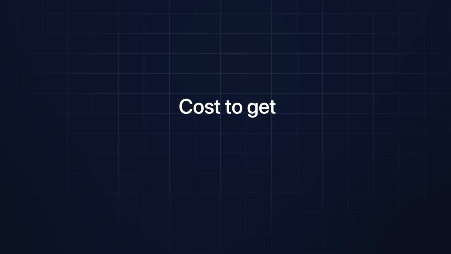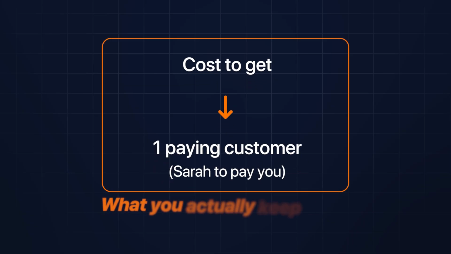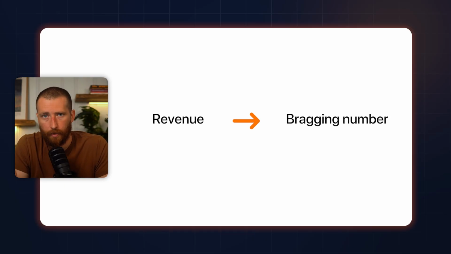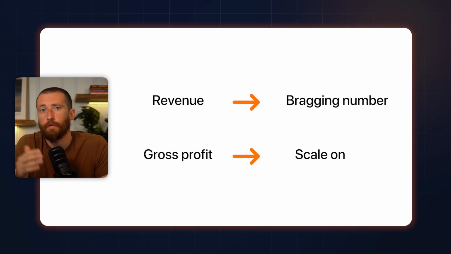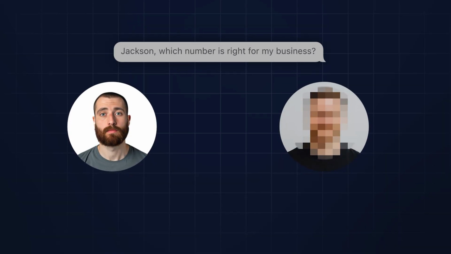The number that actually predicts revenue is what it costs you to get that customer to actually pay you, to get Sarah to pay you. And past that, what you actually keep after Sarah pays you. Because revenue is basically a bragging number, but gross profit is what you can actually scale on. The thing is that most people run their entire business off of a bragging number instead of a number that helps them scale.